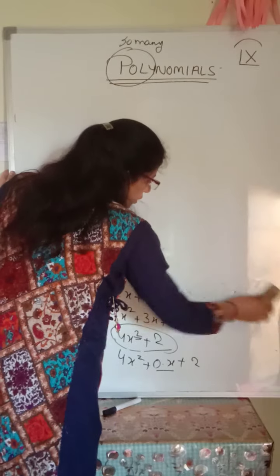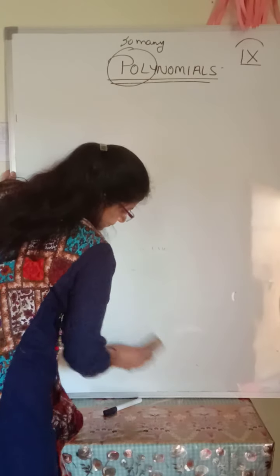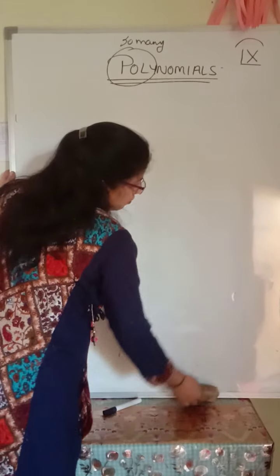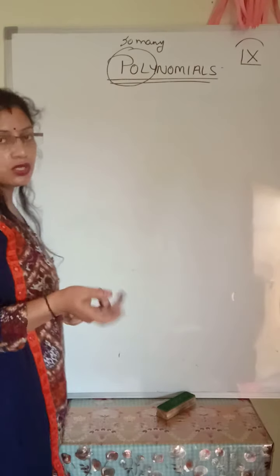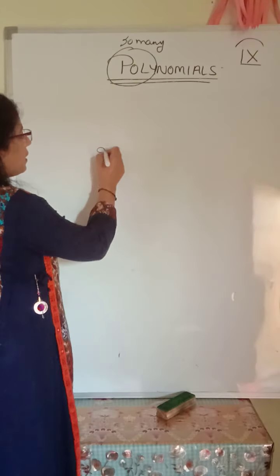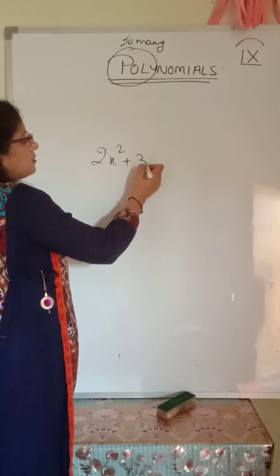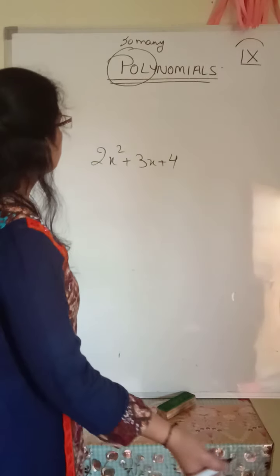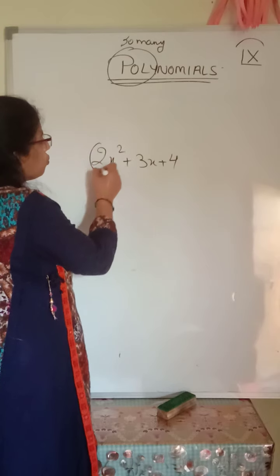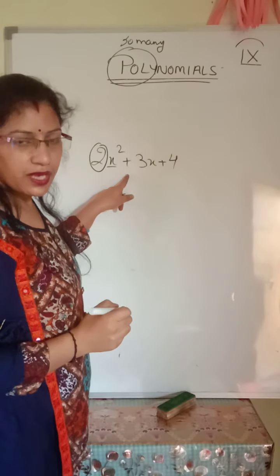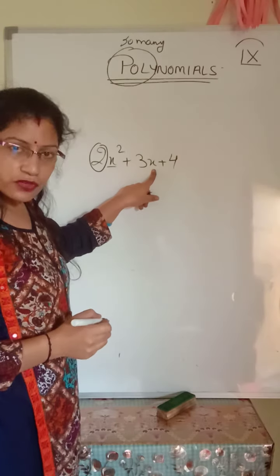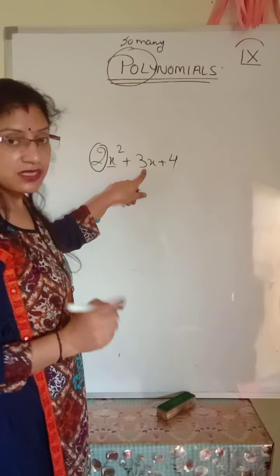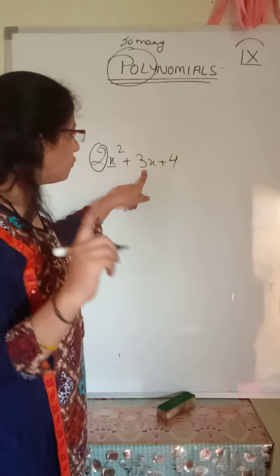And what are called the coefficients of any polynomial? The constant term of a variable. If I am taking 2x square plus 3x plus 4, this is 2. So what is the constant of x square? 2. So 2 is the coefficient of x square. What is the constant of x? 3. So plus 3 is the coefficient of x.